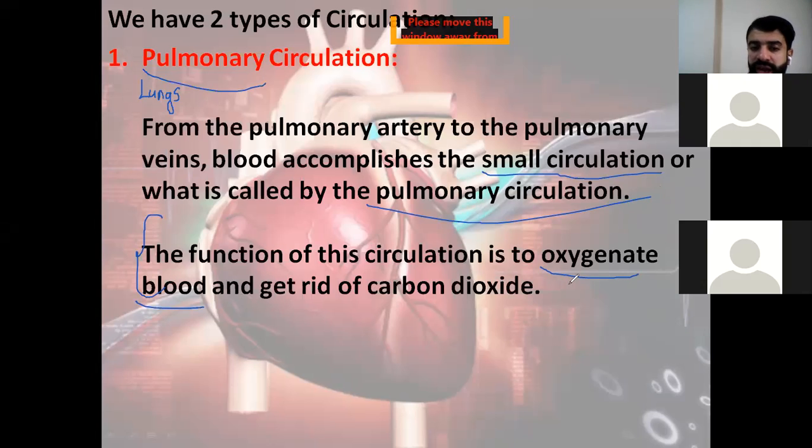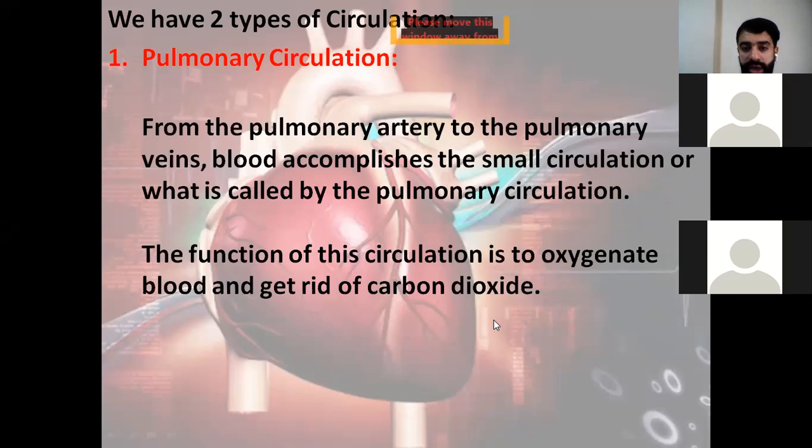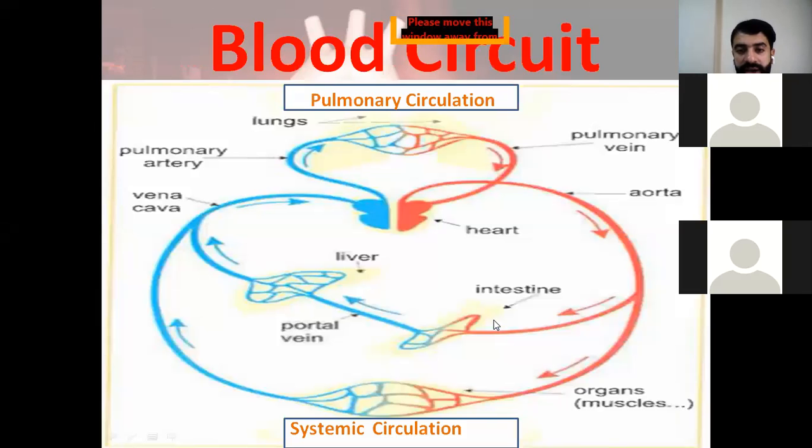What is the meaning of oxygenate? To give the blood oxygen and to get rid of carbon dioxide. So it has two important functions: oxygenate the blood and get rid of carbon dioxide. This is what's known as the pulmonary circulation. It's from the pulmonary artery to the pulmonary vein. This is the small circulation. It's called the pulmonary circulation or the small circulation.